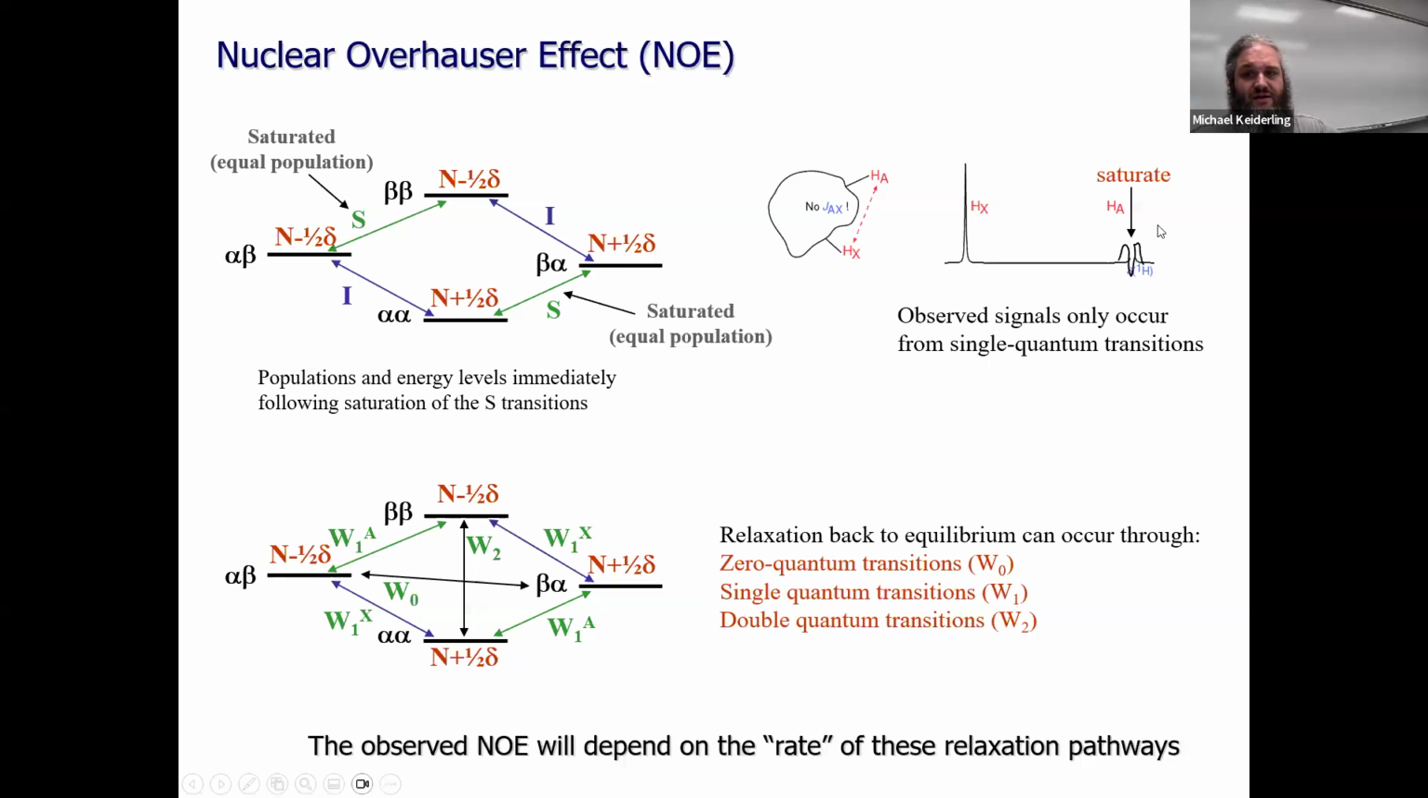And if you saturate this, it changes the energy levels. And the relaxation can occur through zero quantum transitions, single quantum transitions, or double quantum transitions. And so the observed NOE will depend on the rate of these various pathways.